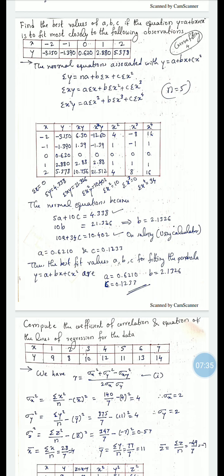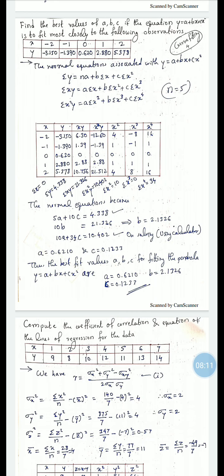So depending on the normal equations, you prepare the normal table, that contains x, y, xy, x square y, x square, x cube, x raised to 4. So let us prepare the table. X, y is given, so we prepare the xy column. The x column contains minus 2, minus 1, 0, 1, 2, the y column contains minus 3.150, minus 1.390, 0.620, 2.880, 5.3780. For xy, multiply x and y, you get 6.30, 1.390, 2.88, 10.756.